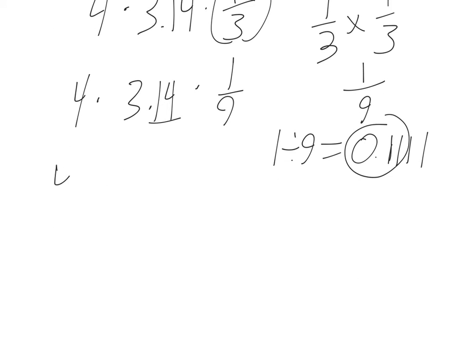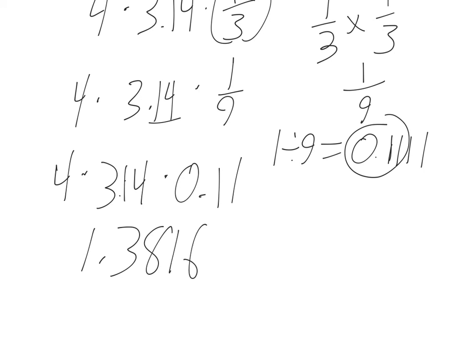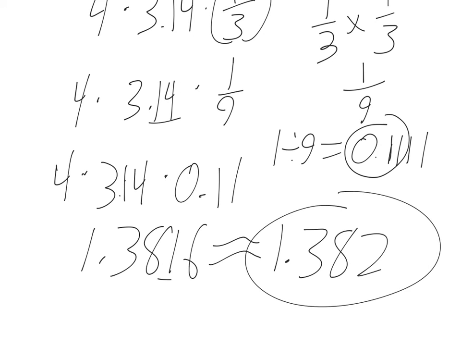So then you just do 4 times 3.14 times 0.11. And when you multiply all this together, your calculator should tell you 1.3816. And if you just want to round it off to the nearest thousandths place, the 6 would say round up, so this is about 1.382, and this would be the surface area of a sphere. Would be 1.382, and since it's area, it's going to be called square units.